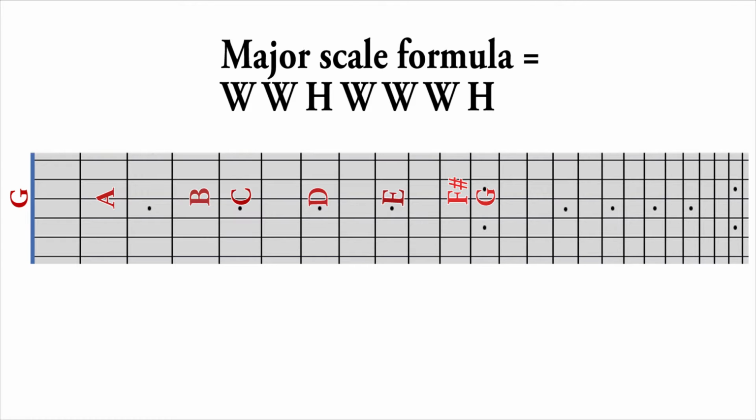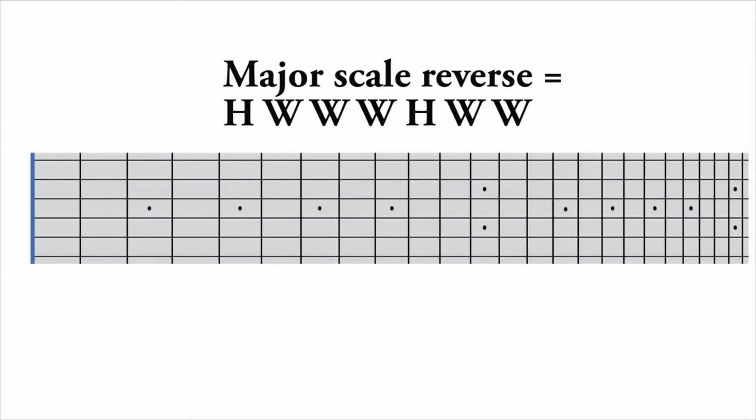Now you also need to practice the scale going backwards, starting from the G note. The formula is whole, whole, half, whole, whole, whole, half, but in reverse it would be half, whole, whole, whole, half, whole, whole.